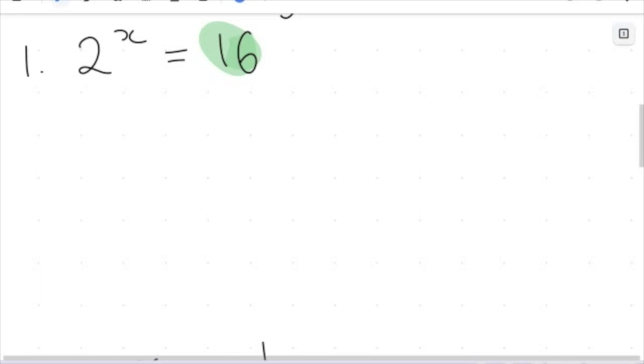So this may need you to do a little bit of trial and error maybe in your calculator, trying out different powers of 2. But if I just do this here on the right hand side, 2 to the power of 1 equals 2. 2 to the power of 2 equals 4.